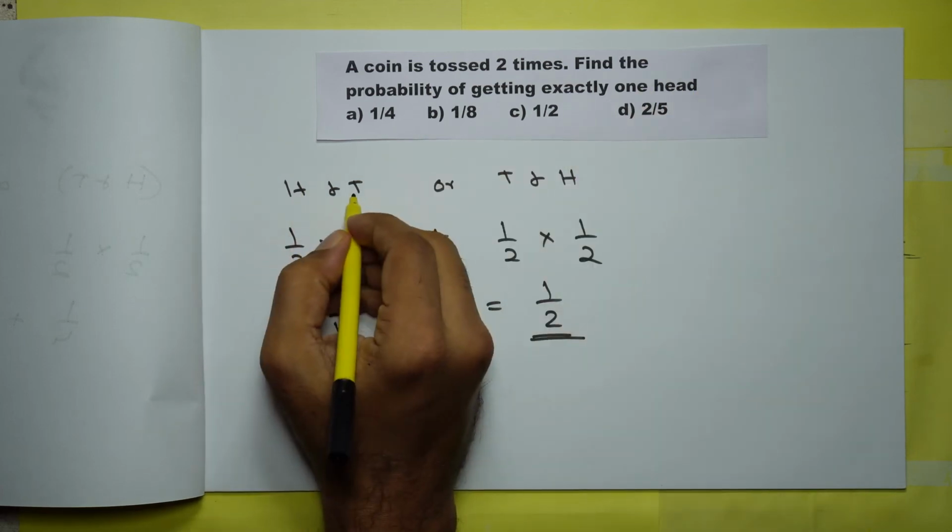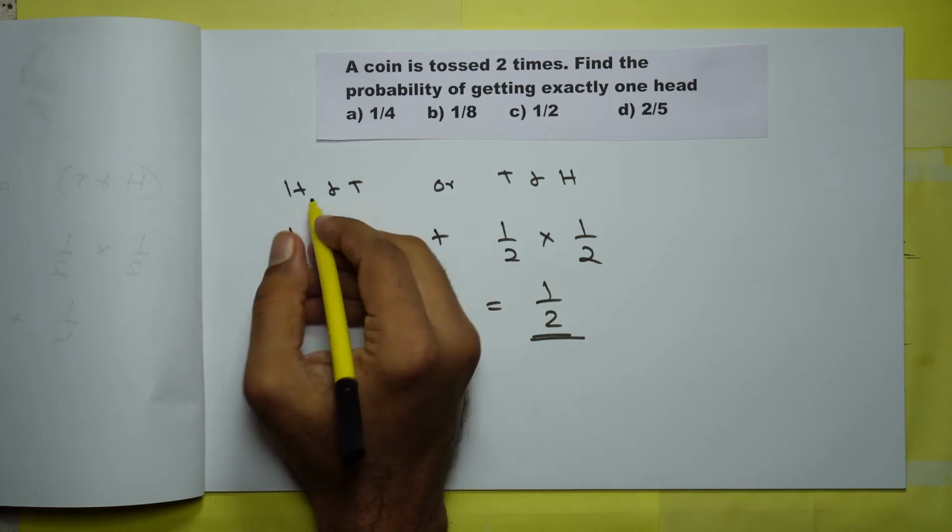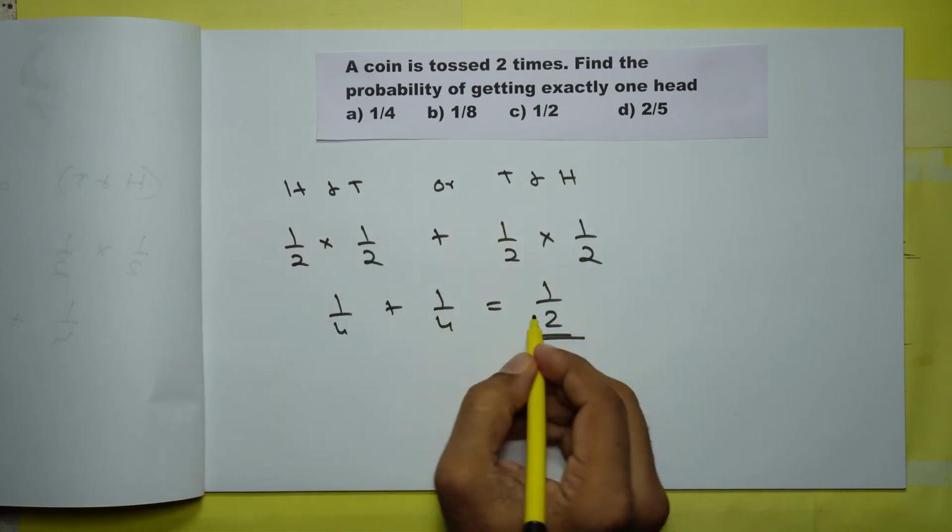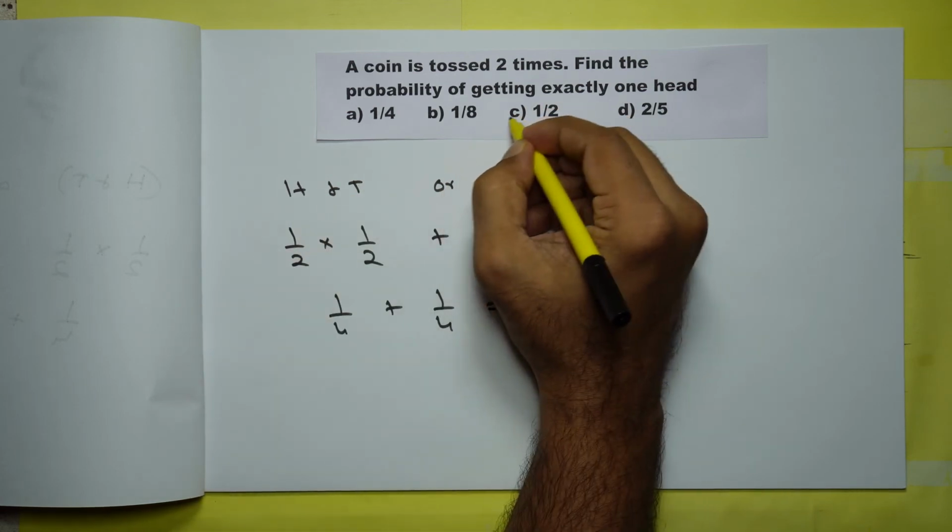It can be head and tail or tail and head. So find the probability of each and add it up. You will get it as 1 by 2, that is option C.